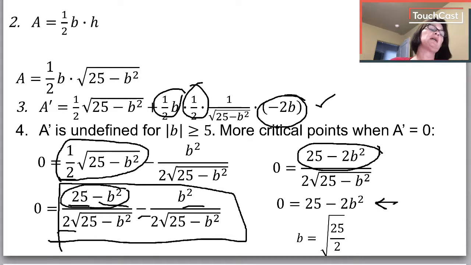I'm going to add 2b squared to both sides. Divide both sides by 2, take the square root. I really would have a plus or minus sign here, but I know that b stands for the length of the base of my right triangle, so I can ignore the negative result. And I get b is the square root of 25 over 2.